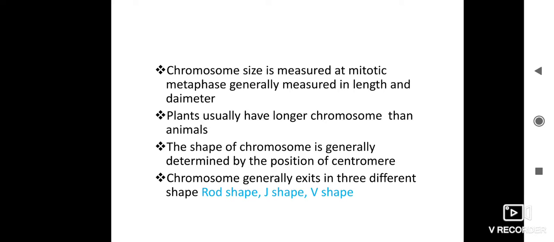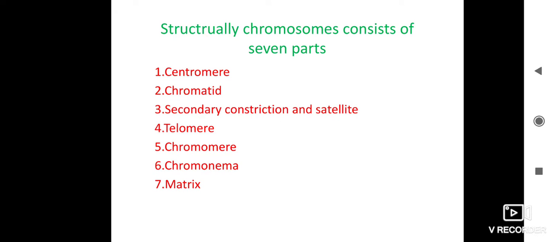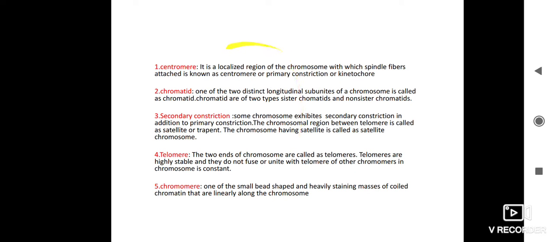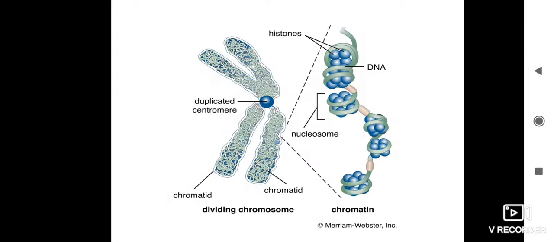Chromosomes generally exist in 3 different shapes: rod shape, J shape and V shape. Structurally, chromosome consists of 7 parts: centromere, chromatid, secondary constriction and satellite, telomere, chromomere, chromonema and matrix. This is the structure of chromosome.